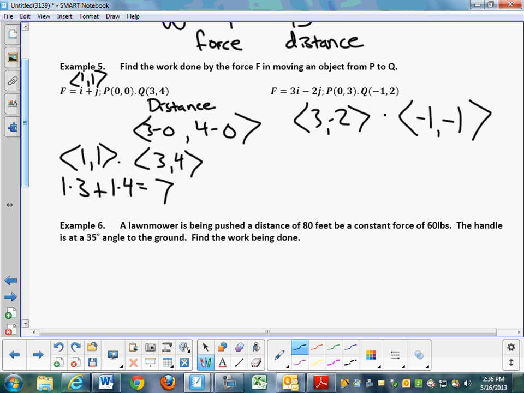Okay, so now we multiply these, and 3 times -1 is -3, plus -2 times -1 is 2, and we get -1. How could work be negative? It moves it in the negative direction. So because work involves vectors and vectors are allowed to have direction, you could end up with a negative result.